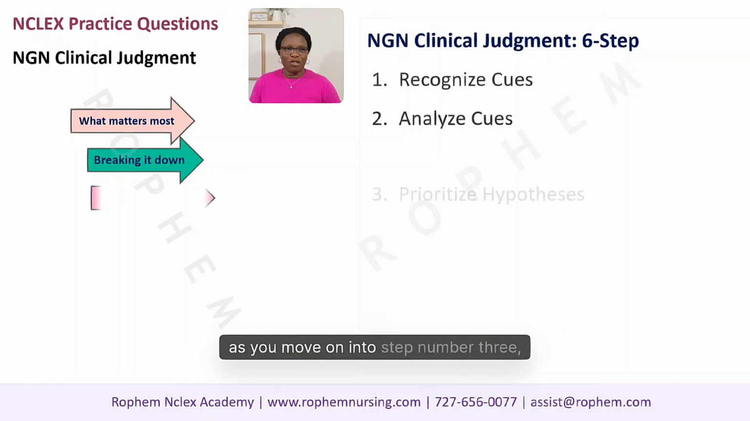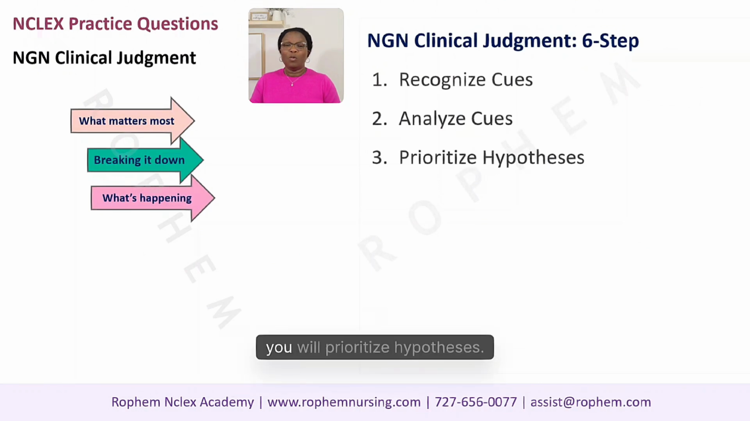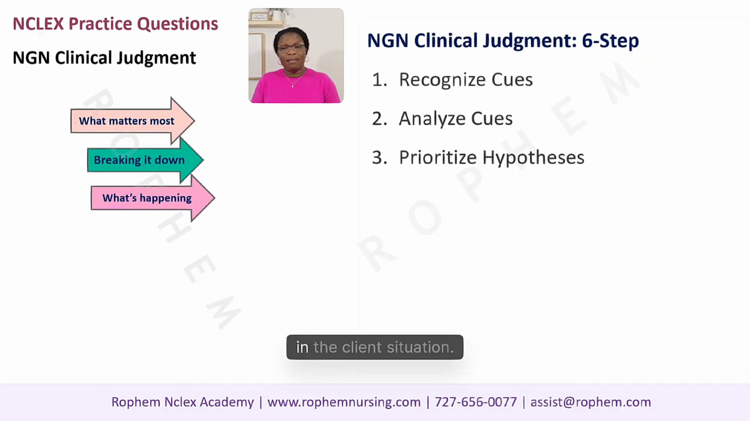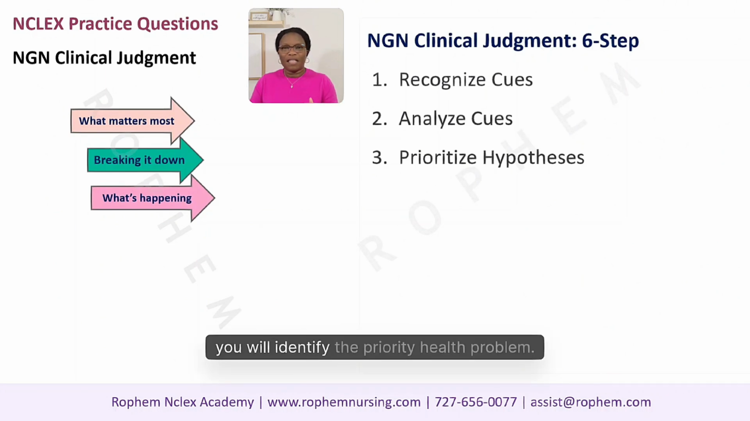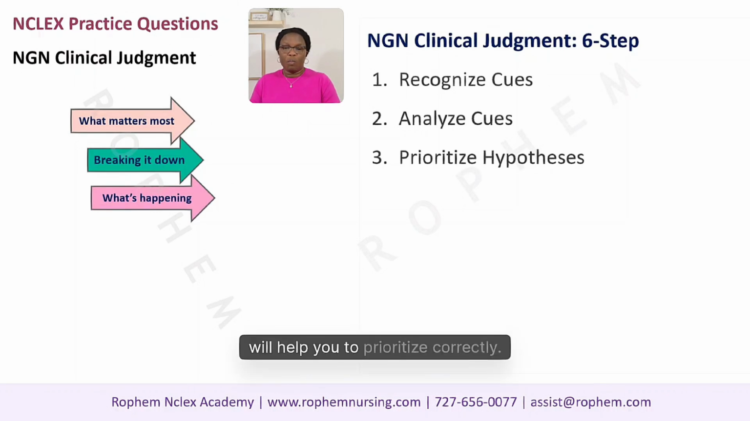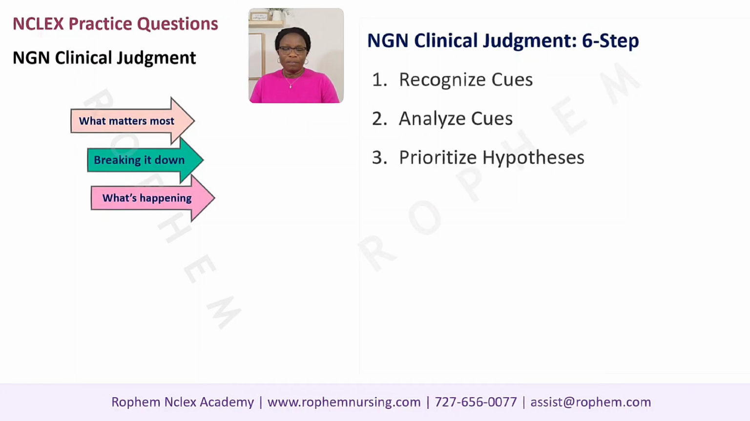Then, as you move on into step number three, you will prioritize hypothesis. You will look at the data you have, then you will determine what's possibly happening in the client situation. How serious is it and why is it serious? Basically, you will identify the priority health problem. You must pay attention to the urgency of the clinical situation and the risk to the client. These two things will help you to prioritize correctly.